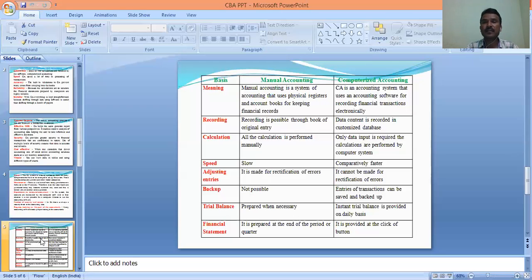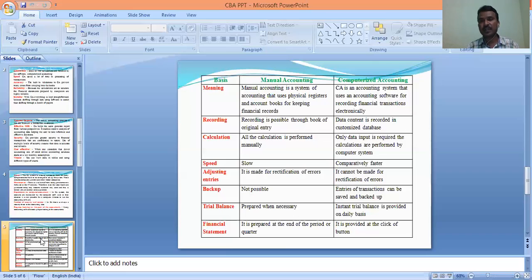And next, speed. Manual accounting takes time. It takes around one year. Generally in India, the financial year begins on 1st April and ends on 31st March. Within that period, we have to enter all the data. After completion of the financial year, we have to prepare all the statements, submit them and publish them. Some companies publish them openly.